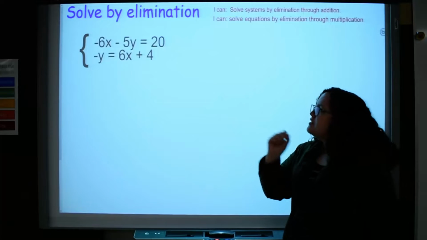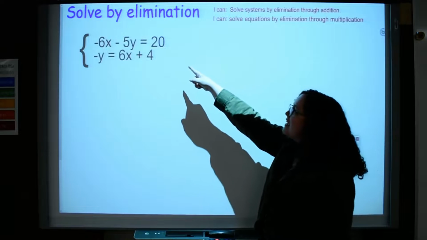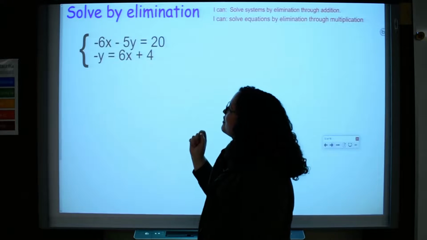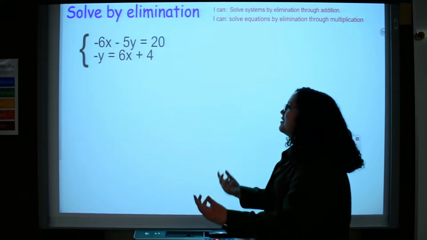Got a new system. I got these two equations. So what if I don't want to graph? Because I don't want to graph that. Look at that. That does not look like it's going to be nice to graph. And this one, I can't use substitution either because I would have to solve for y, and I don't want to do that either.